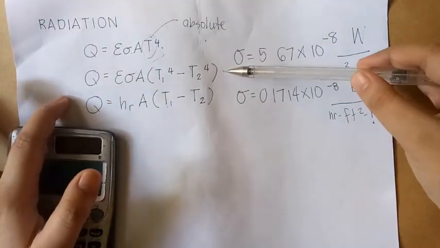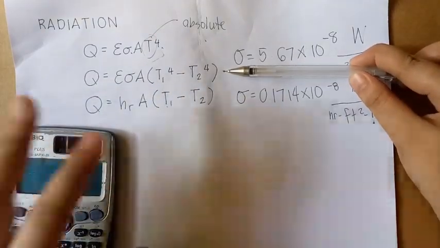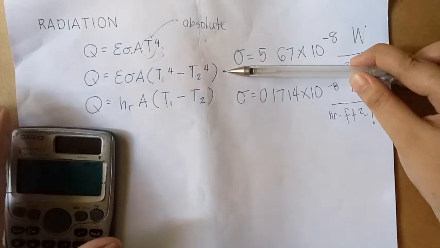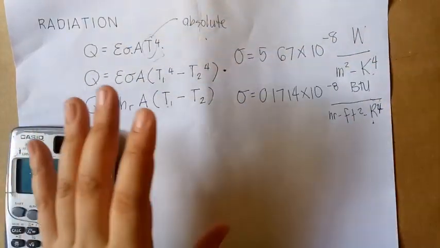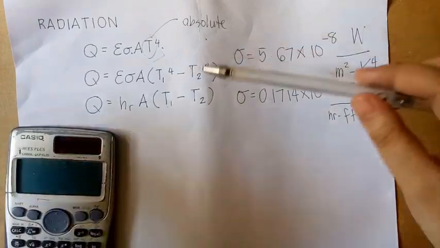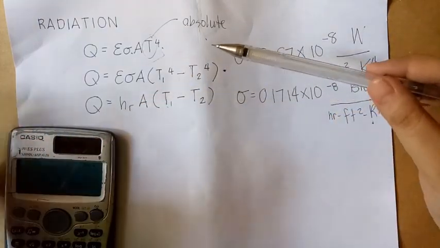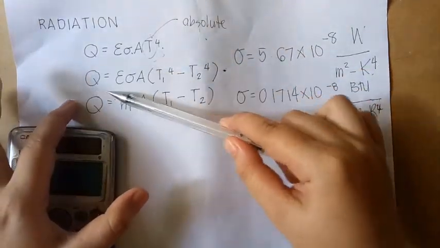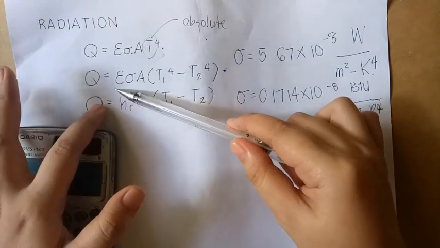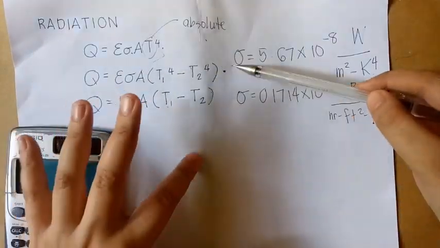While itong pangalawa, gagamitin naman kapag ang pinag-uusapan is net radiant exchange between two surfaces. So, kung halimbawa may dalawang surfaces, then given yung temperature ng isang surface and yung temperature ng isang surface, nagkakaroon ng exchange ng radiation energy, ng radiant energy between those two surfaces. And to solve for that energy, ito yung ating formula. Emissivity times sigma times area times T1 raised to 4 minus T2 raised to 4.